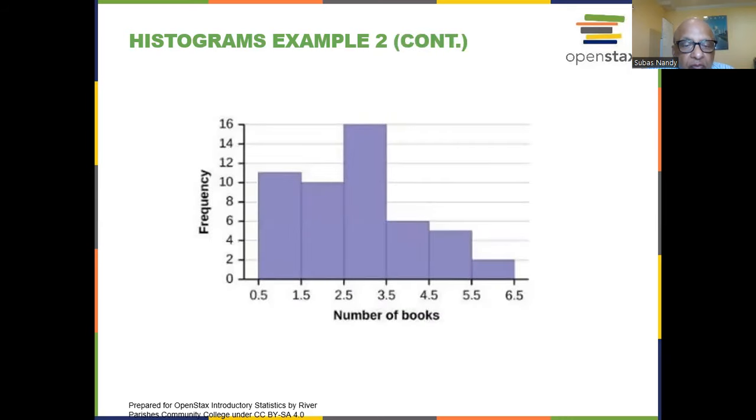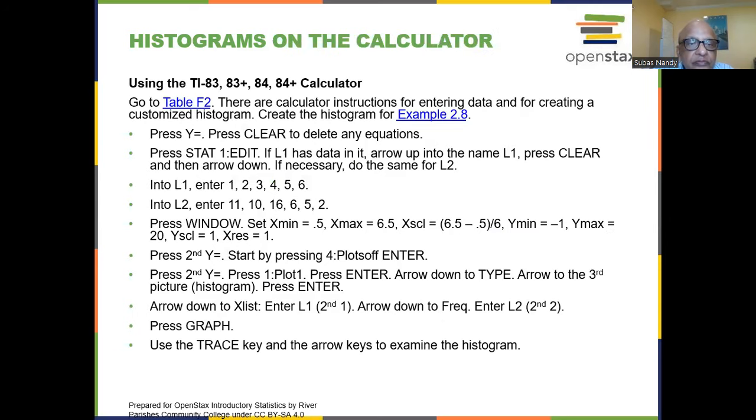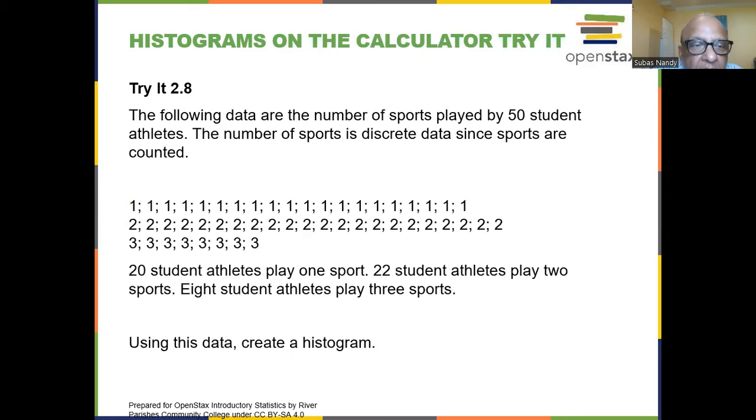So you have the number of books on the horizontal axis and the frequency on the vertical axis. This is a frequency histogram. Here they show you how to do it on a TI-84 calculator. We have worked out this problem in a YouTube video, which I'll share the link with you.